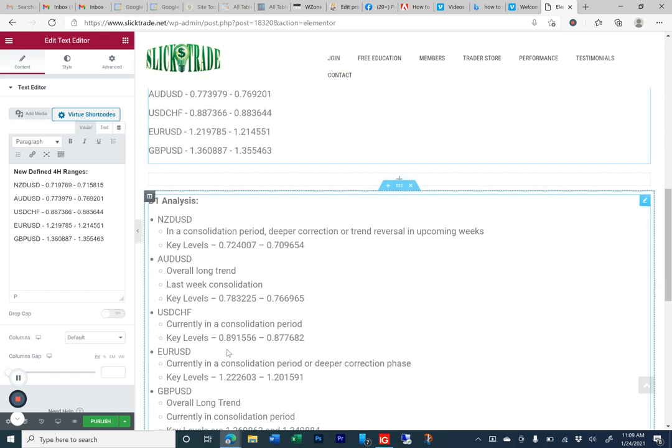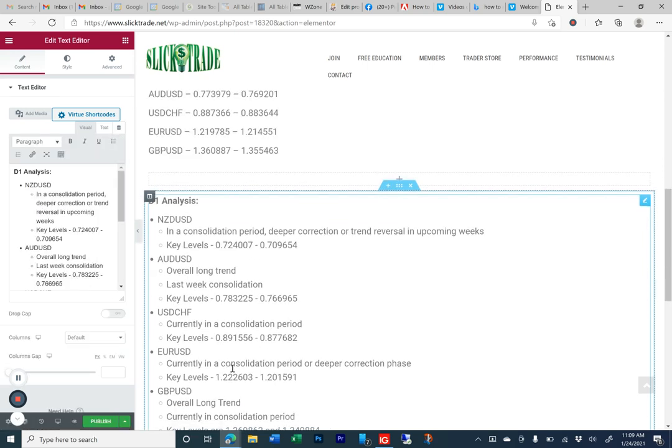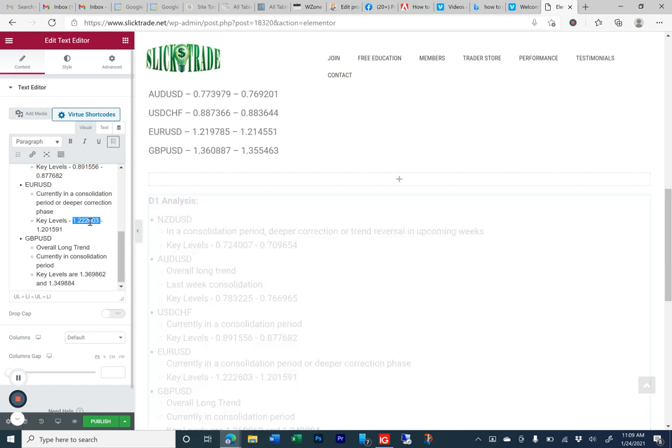And then as far as the daily is concerned, we were in a consolidation period. We were expecting continuation of that consolidation or a deeper correction phase with key levels here.